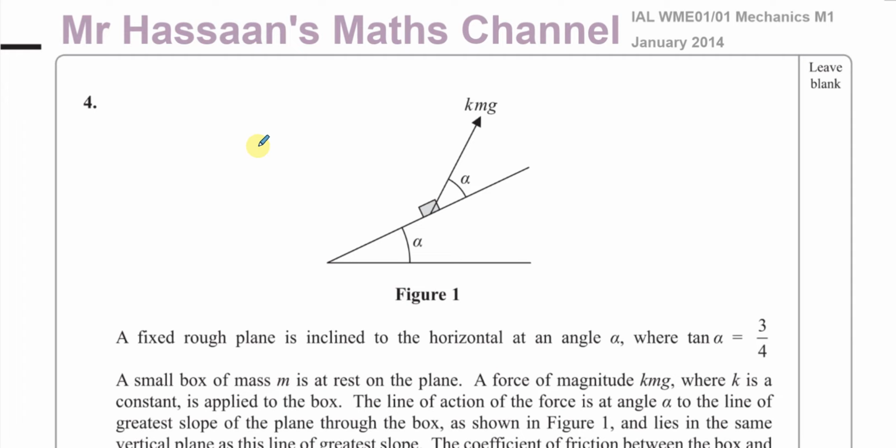I'm answering question number 4 from the January 2014 International A-Level Mechanics M1 exam. This is from the Edexcel board, and this question is about a fixed rough plane which is inclined to the horizontal at an angle of alpha, where the tangent of alpha equals 3/4.